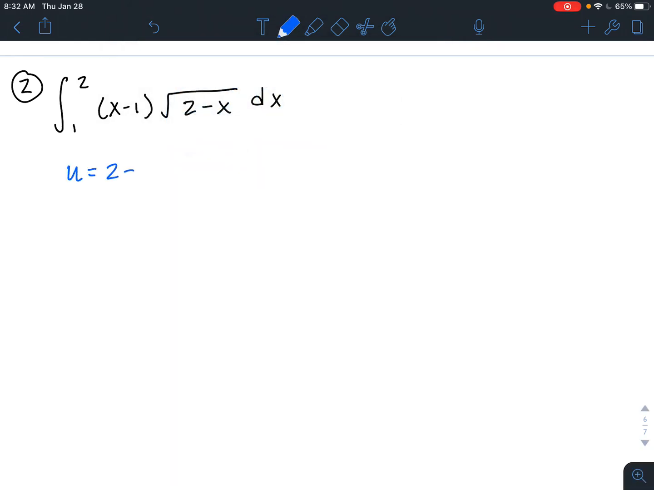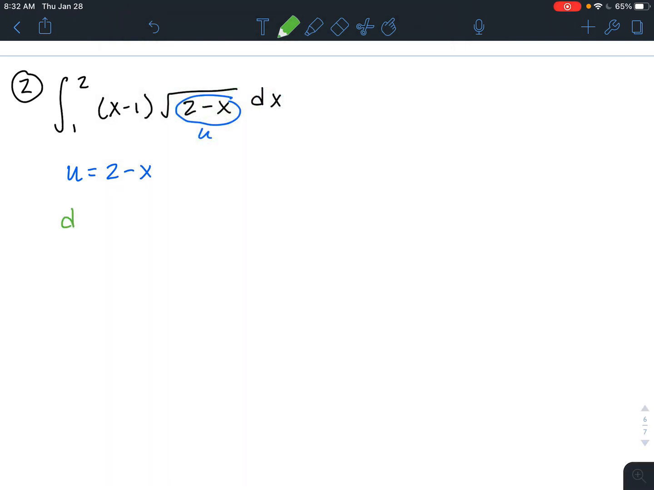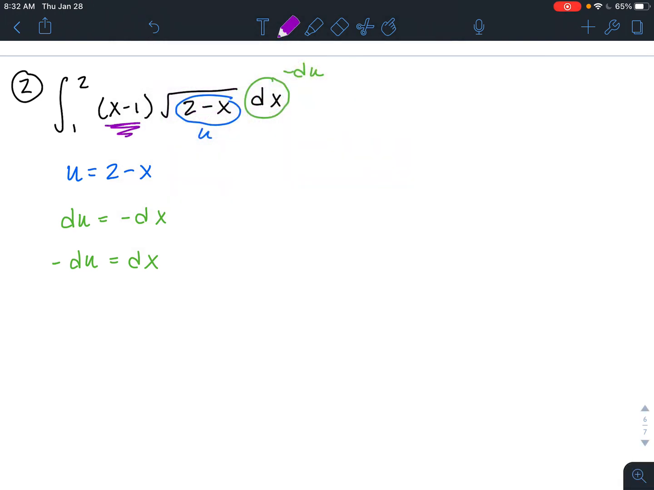So because there's stuff inside the square root, that's probably going to be my u, so I'm going to go ahead and replace that. So if I take my derivative here, I get that du is equal to negative dx, which means that negative du is equal to dx, okay? So I can replace this guy now with negative du. And then I need to replace x minus 1.